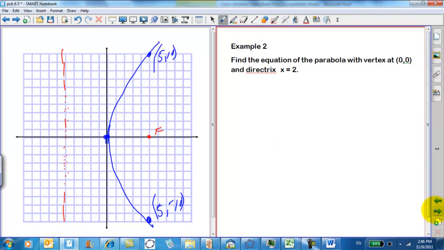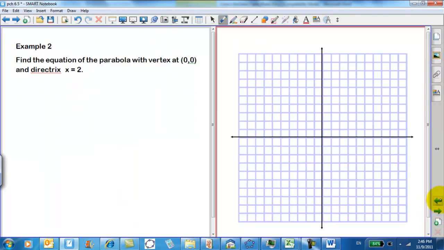Now, this one gets a little trickier. Find the equation given information about the parabola. For the vertex at 0, 0 and a directrix of x equals 2. So the vertex is at 0, 0 and a directrix of x equals 2.